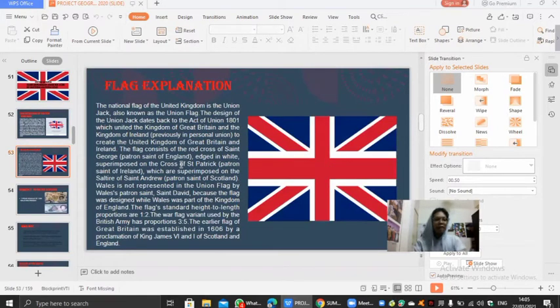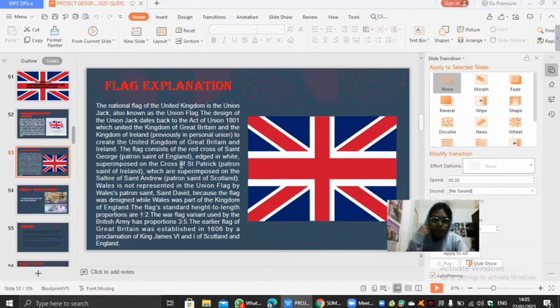Next, the flag and explanation for the United Kingdom. The national flag of the United Kingdom is the Union Jack, also known as the Union Flag. The design of the Union Jack dates back to the Act of Union 1801, which united the Kingdom of Great Britain and the Kingdom of Ireland, previously in personal union, to create the United Kingdom of Great Britain and Ireland.